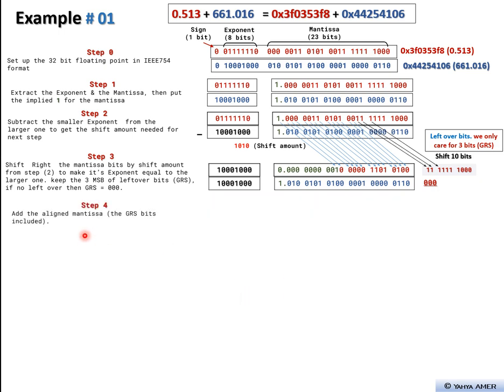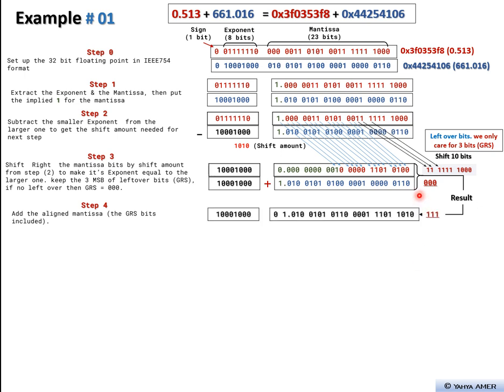Step 4. Step 4 asks us to add. After we make the alignment, now both exponents are the same. Now we are ready to make the addition operation. When we add them, first of all, we add the 3 bits, which are the GRS of this exponent and the GRS of this exponent, which are going to be the same because these are 0. It's going to be 1, 1, 1, which we're going to use later for rounding.